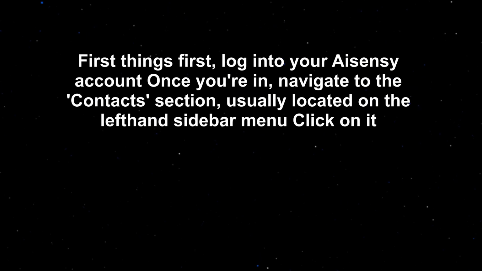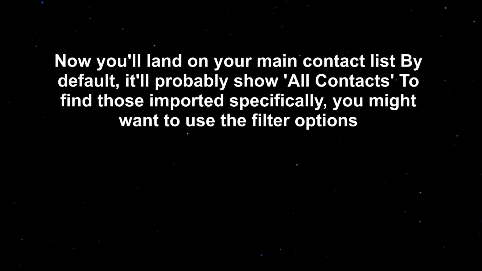First things first, log into your Aisensy account. Once you're in, navigate to the Contacts section, usually located on the left-hand sidebar menu. Click on it. Now you'll land on your main contact list. By default, it'll probably show all contacts.